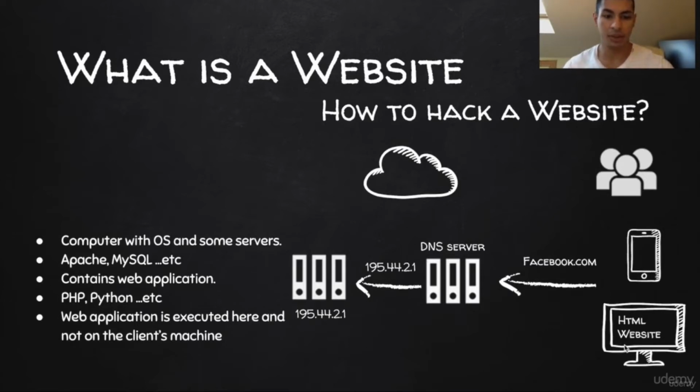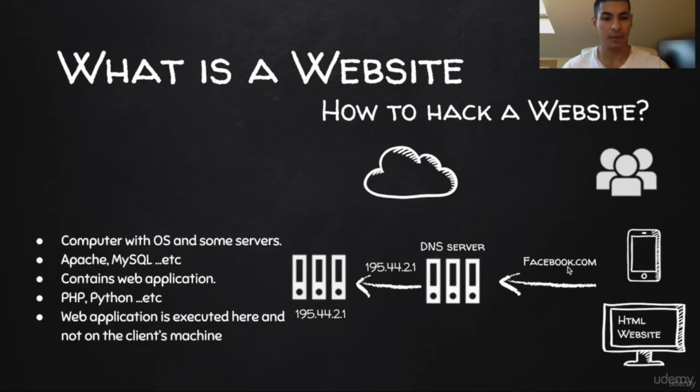So let's have a look at an example. Let's say you're on a phone or on your computer and you want to go to facebook.com. So you type facebook.com into your URL. This will be translated using a DNS server to an IP address. So there is a server that translates every name, .com, .edu, or any website with a domain name, to its relevant IP address.